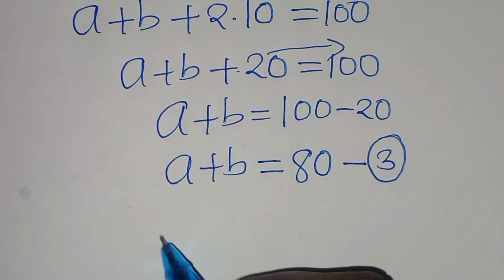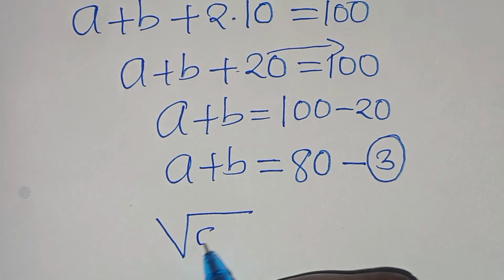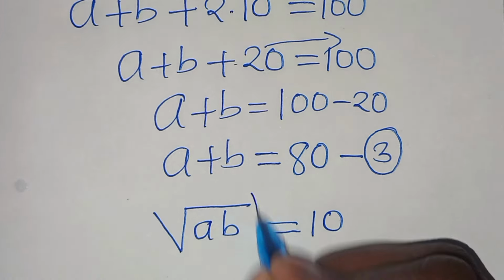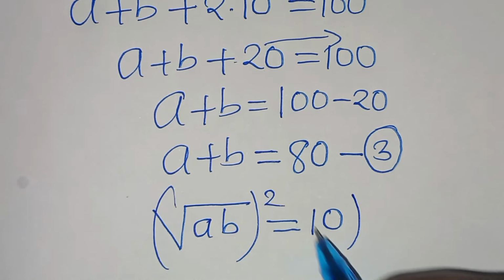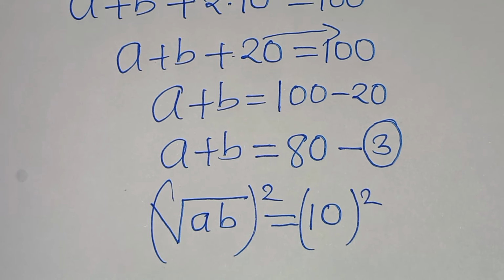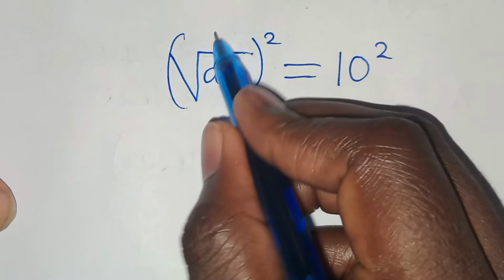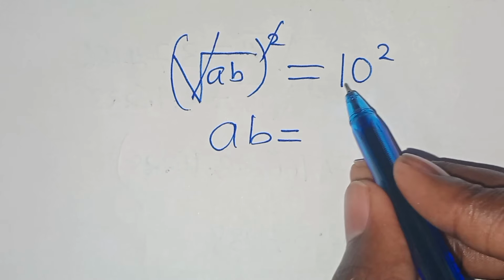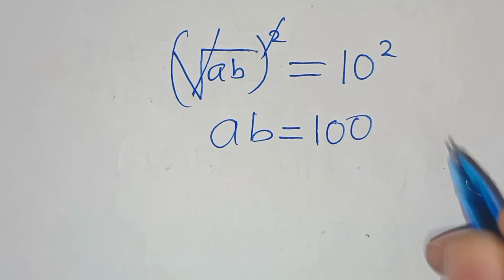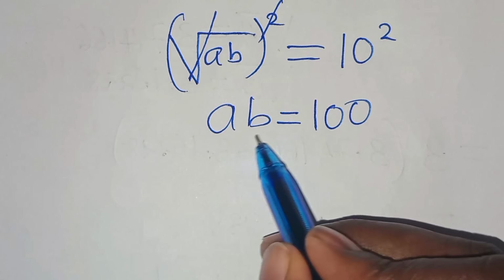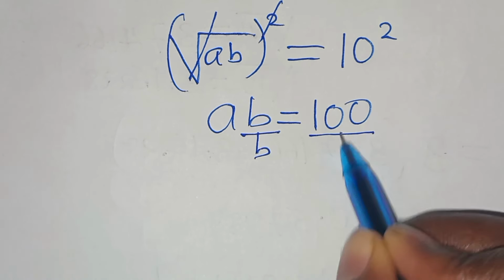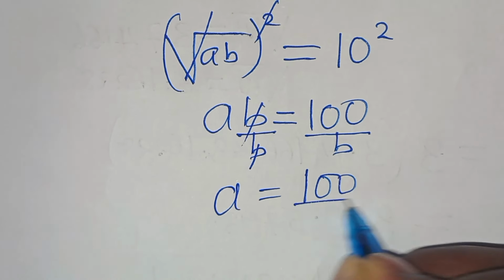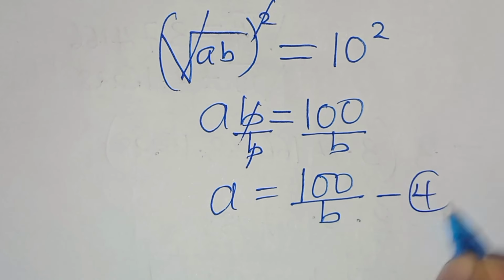Now, from equation 2, which is square root of a multiplied by b equal to 10, let's square both sides from here, so that we have a times b. This is equal to 10 squared, which is 100. So let's make a the subject of the formula. Let's divide both sides by b so that now a is equal to 100 divided by b. Let's call this equation 4.